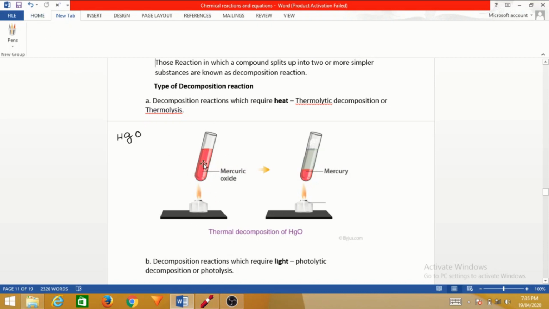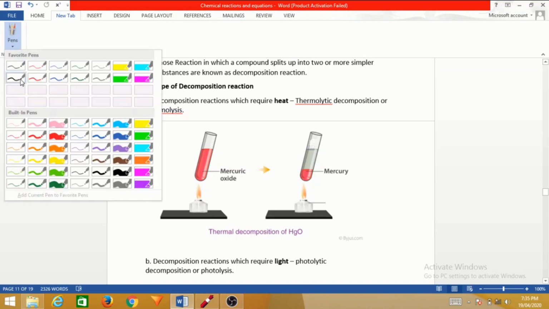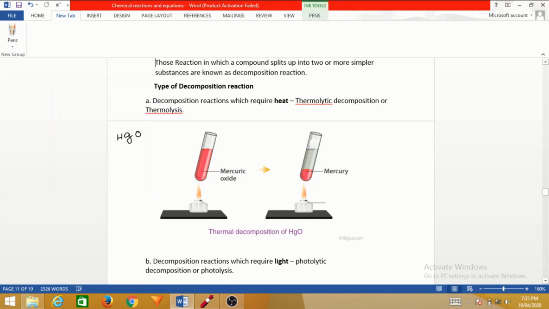If you give heat to HgO, what you will get? You will get Hg and O2. After decomposition, what you will get? Hg and O2. That is, there is one compound, but it breaks into different products. So this is a kind of decomposition reaction where you need heat energy.